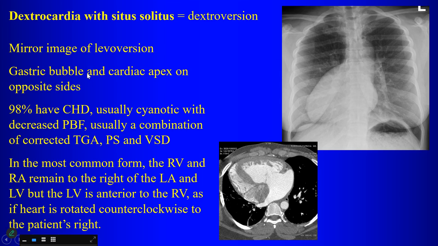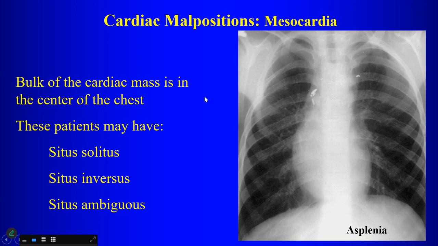And that's the mirror image of levoversion. The problem when we have dextroversion or levoversion is that almost all of these patients will have some form of congenital heart disease. So if we recognize that the apex is on the wrong side relative to what the situs of the patient should be when you look at the abdominal organs, or if the stomach bubble is on the opposite side of the cardiac apex, usually there's some severe underlying congenital heart disease. And then mesocardia just means the heart is in the midline.